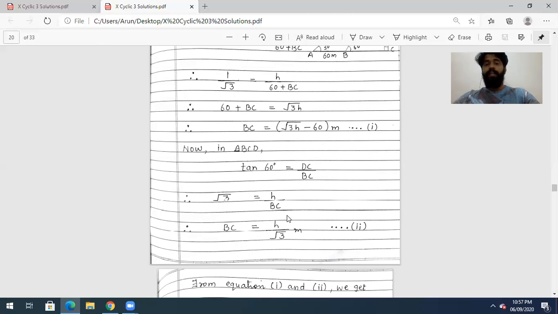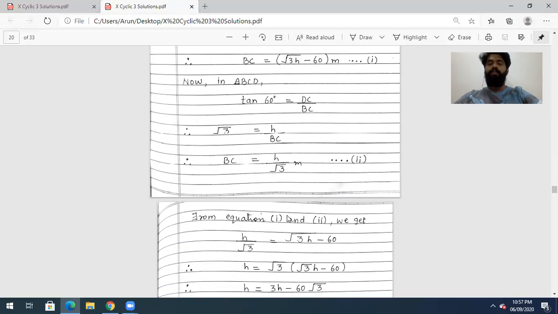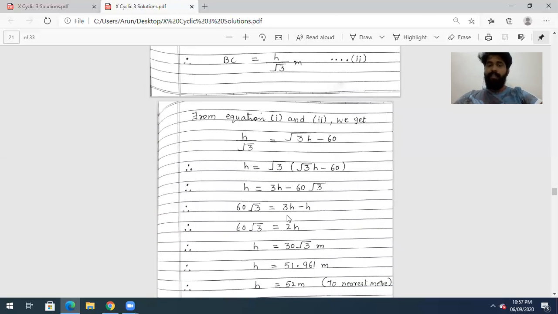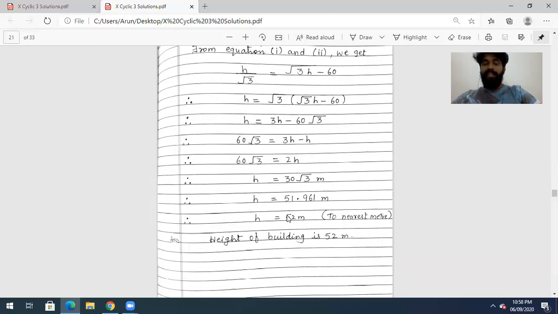Now from equation 1 and 2, we get BC is H by root 3. BC is also root 3H minus 60. So we can say H by root 3 is equal to root 3H minus 60. So H is equal to root 3 into root 3H minus 60. When you open the bracket, you get root 3 into root 3 is 3H minus 60 root 3. So we have 60 root 3 is equal to 3H minus H. So we have 2H is equal to 60 root 3. H comes out to be 30 root 3 meters.